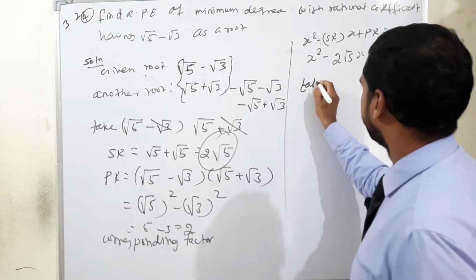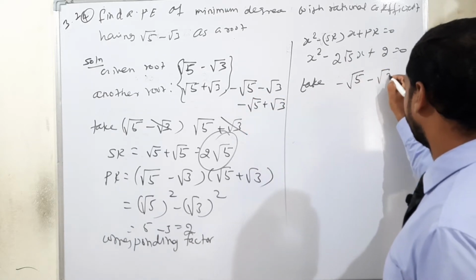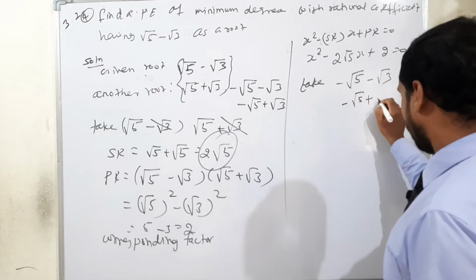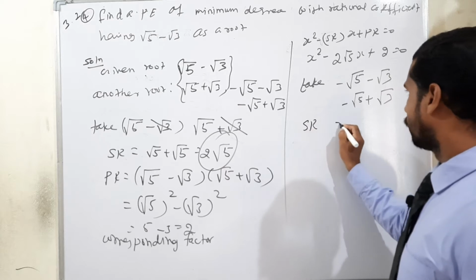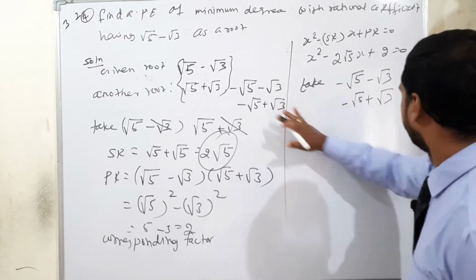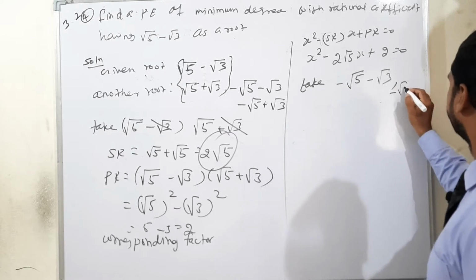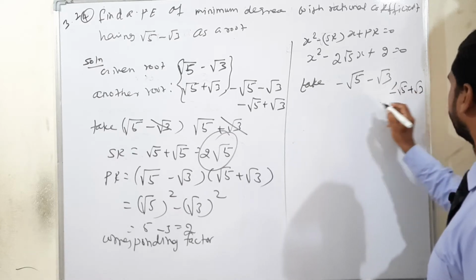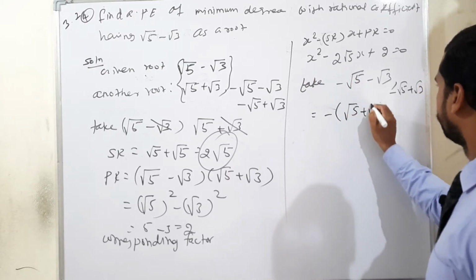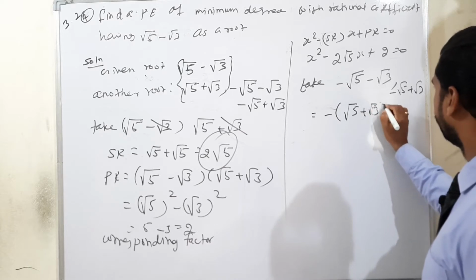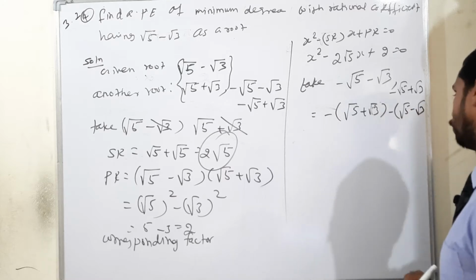Then the next condition, take the other two roots: negative root 5 minus negative root 3, that is negative root 5 plus positive root 3. Now the sum of the roots, I will write it here: negative root 5 plus root 3. Taking negative common outside, we get positive root 5 plus positive root 3. The next one, again taking negative common outside, gives positive root 5 minus root 3.